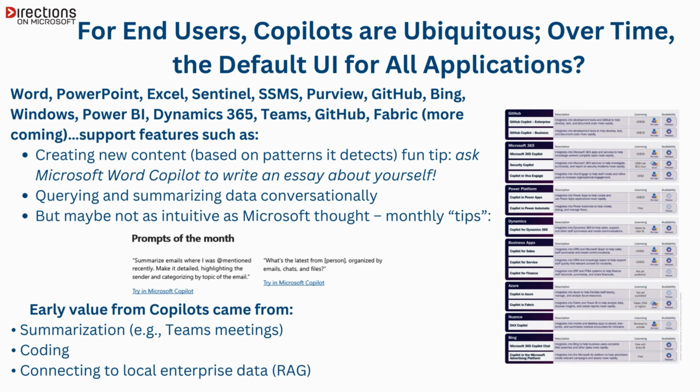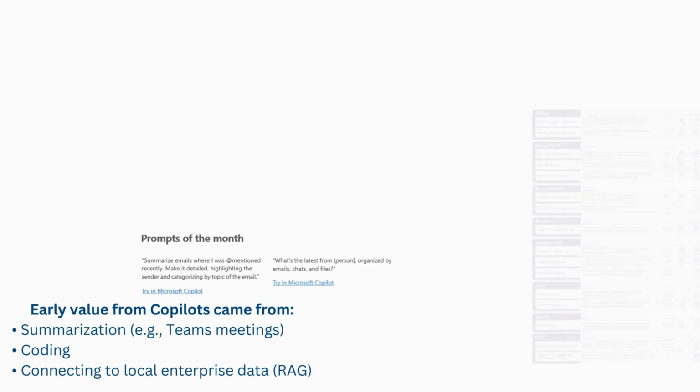Anyway, Copilots have been in general availability for less than a year. It's clear now that the early value came from easy out-of-the-box features like summarizing Teams meetings and long articles and coding, which we will talk about in a second. The big value, I think, is coming from connecting to local enterprise data. Let's see how that works.